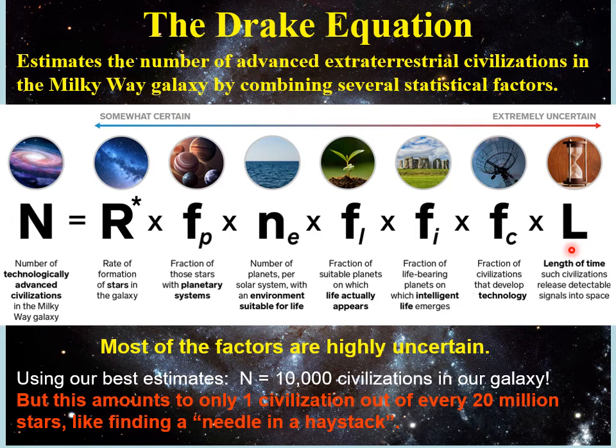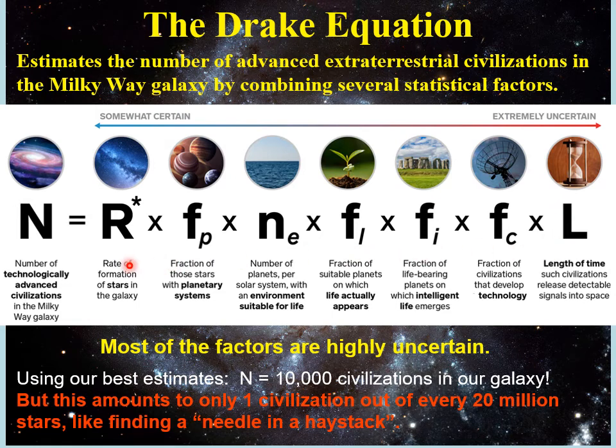But the idea here is that if the human race wipes itself out in a short amount of time, then it's very unlikely that we'll ever be detected. So the longer a civilization lasts, the better chance we have of finding it. And so that's what this factor L is here.